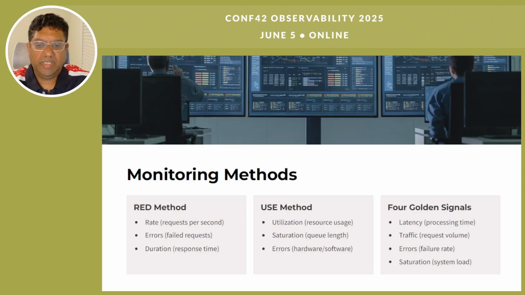Four golden signals. This method is recommended by Google in their site reliability documentation. So, four golden signals covers the first three collections, like RED, plus saturation. The first one is latency, the processing time, the delay happening in the system. Traffic, the request volume coming into the system. Errors, the failure rates in the application or system. Saturation, the system load that is happening within our operating system. So it could be an overall system or the application.